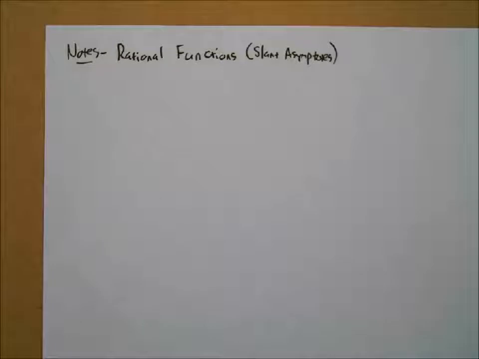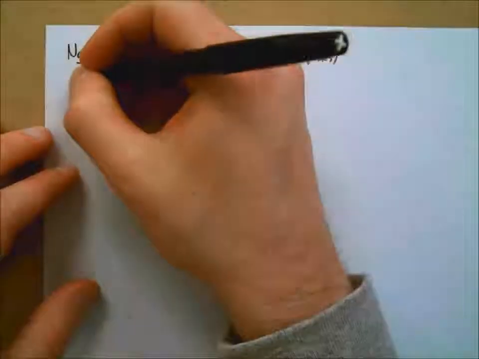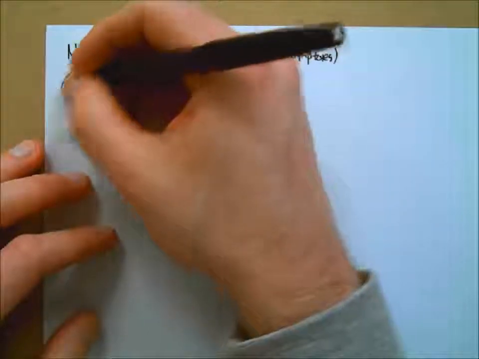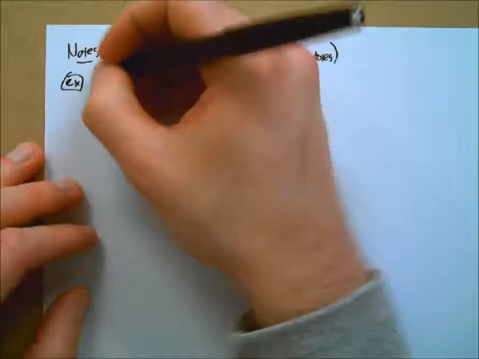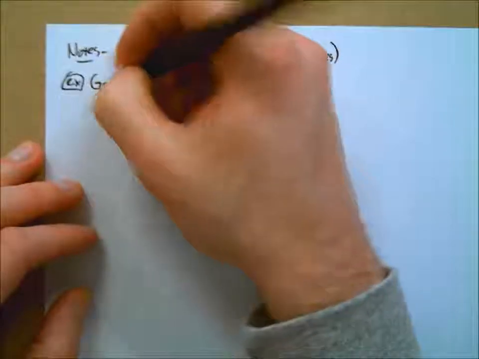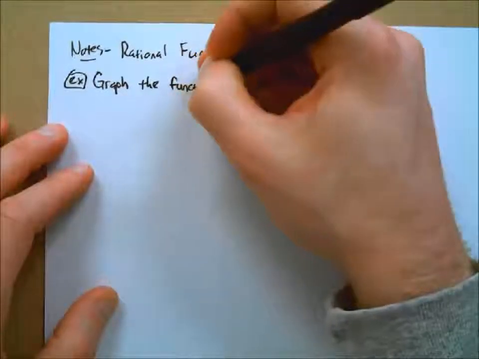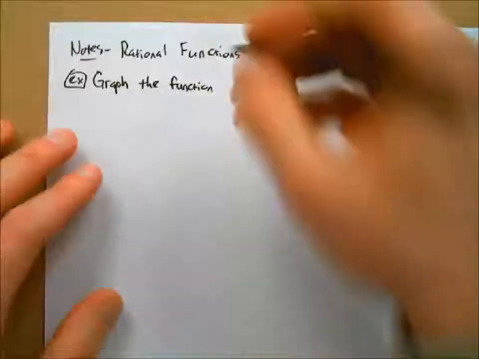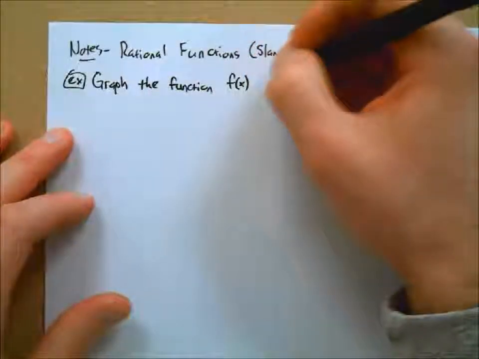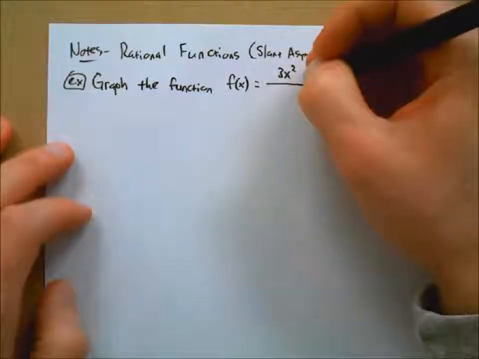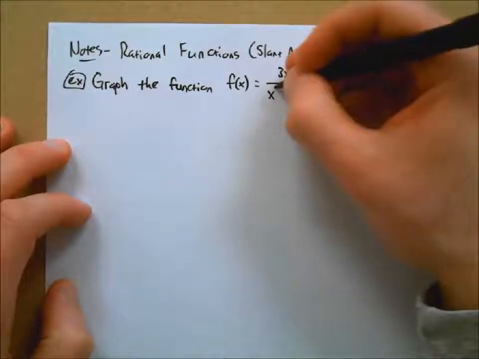So let's take a look here. We're going to jump, like I said, to another example that's not with slant asymptotes. Then we'll do a little side trip to the slant asymptotes, and then we'll see one with a slant asymptote too. So again, graph the function is our direction. F of x equals 3x squared over x squared minus 4.